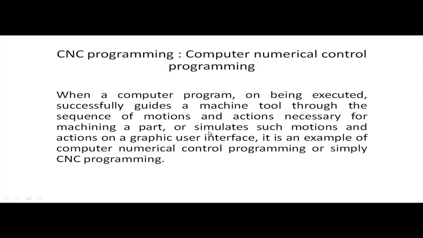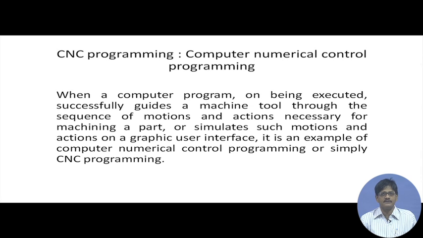It is going to be a sequence, that is, when a computer program on being executed successfully guides the machine tool through the sequence of motions and actions necessary for machining a part, or simulates such motions and actions on a graphic user interface. It is an example of computer numerical control programming, or simply CNC programming. So, let us have a quick look at how CNC programming is carried out.